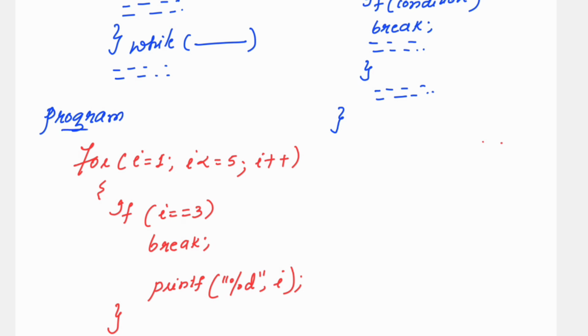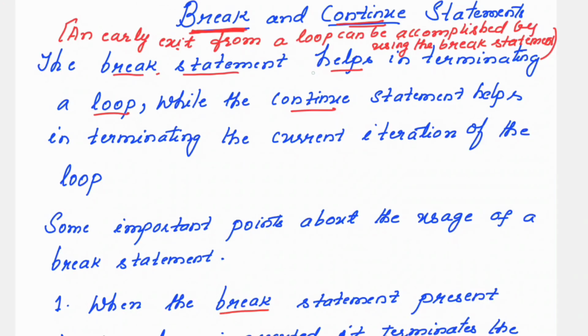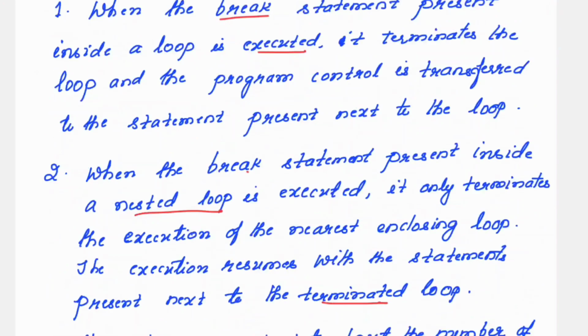In this program I am writing one for loop, and inside the for loop I am using one if condition followed by the break statement and one printf statement. What have we observed in the definition of the break statement? The break statement helps in terminating the loop.